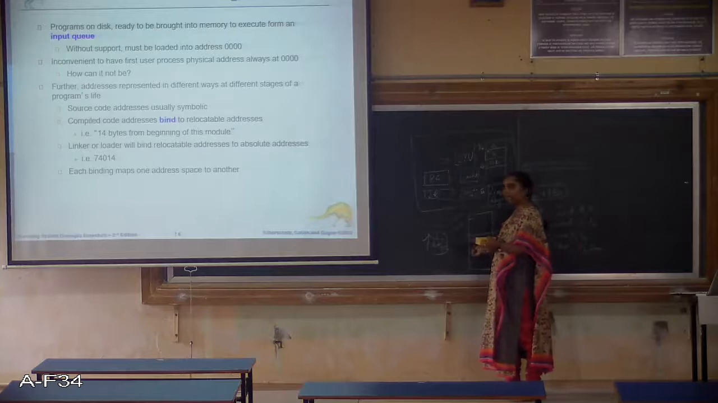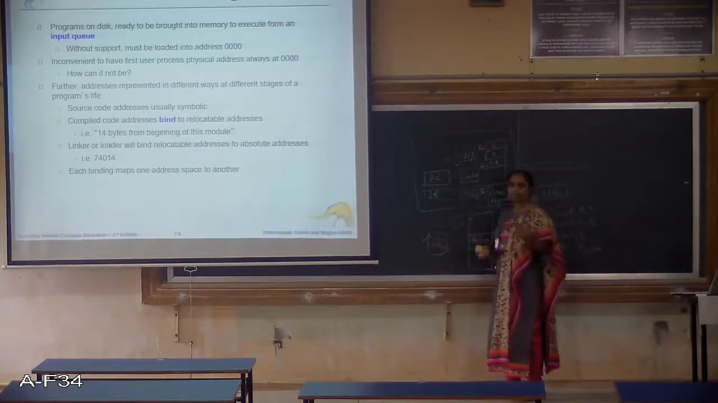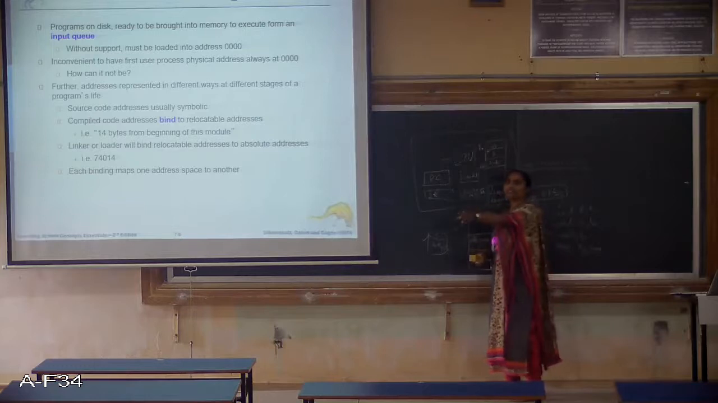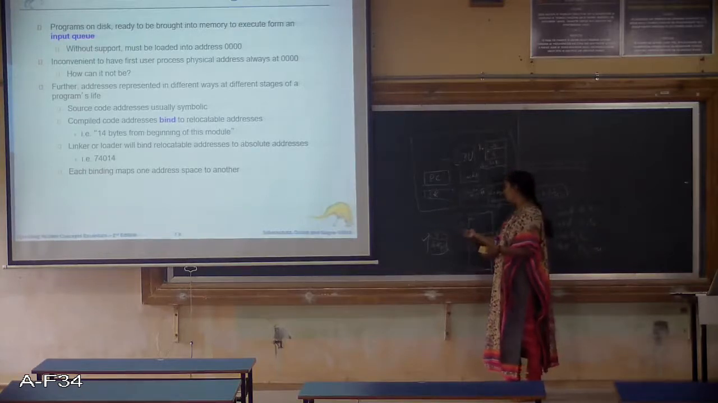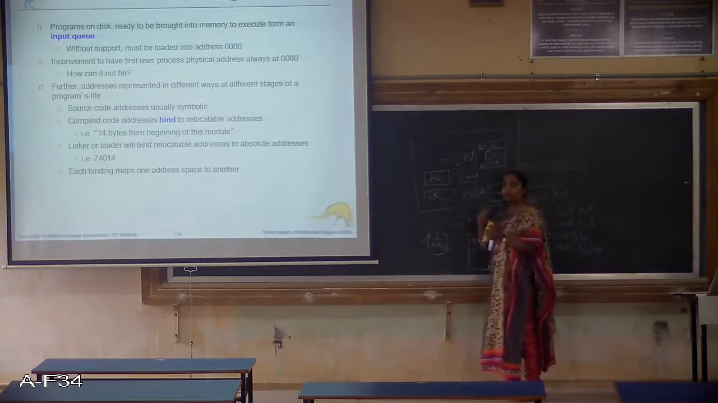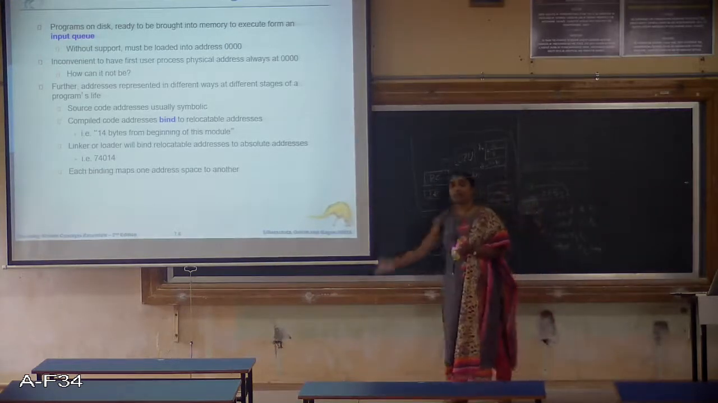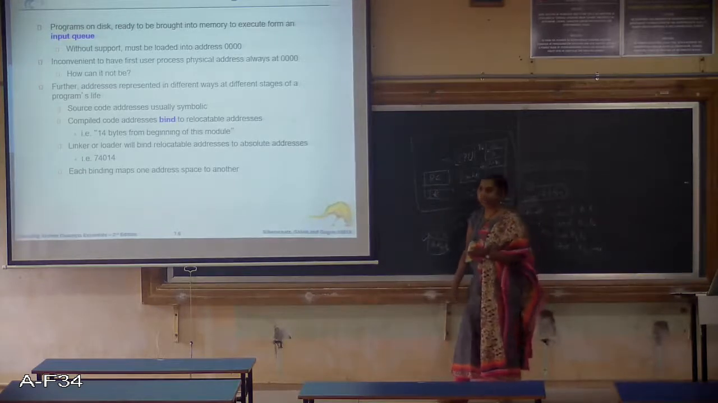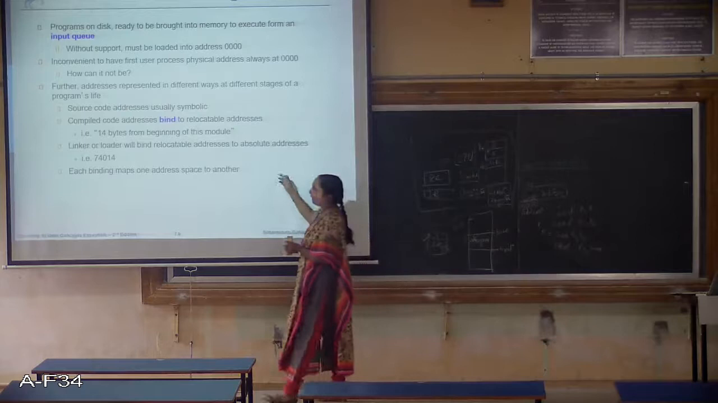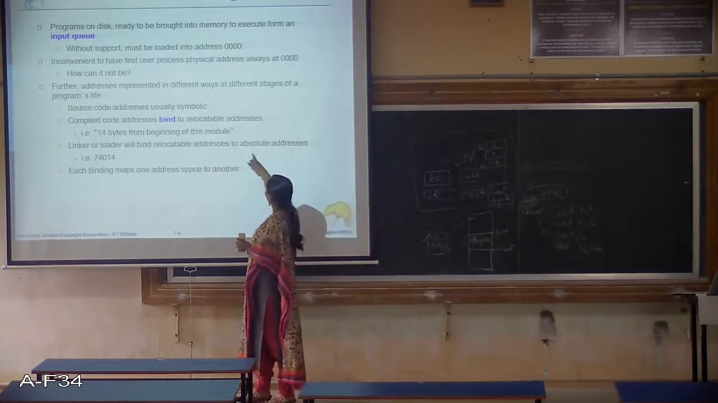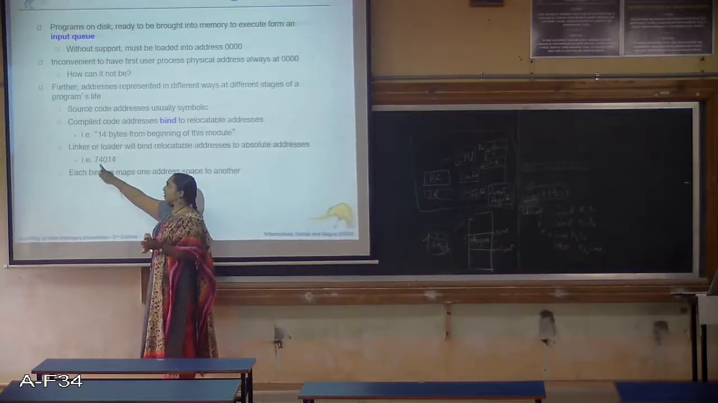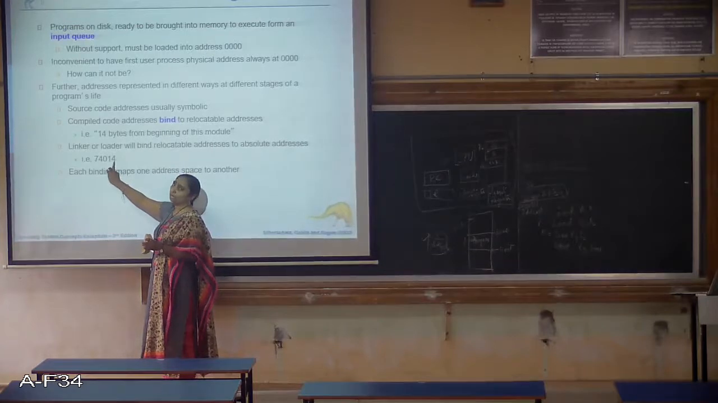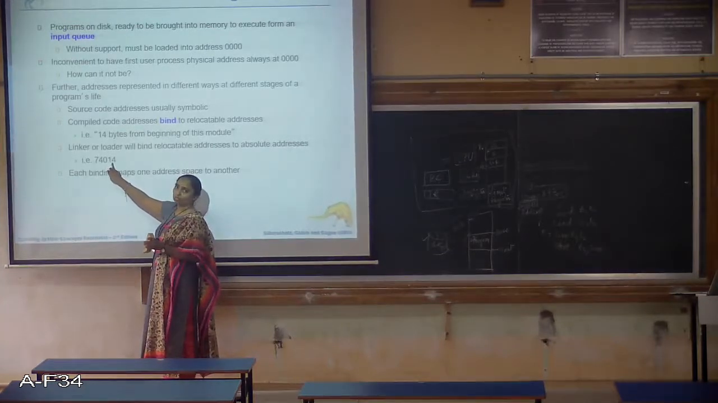So the linker or loader will bind relocatable addresses to absolute addresses. Now your loader is a software, a system software, that will load your program into the main memory. The operating system will tell the loader, yes, this program has to be loaded at this memory location. The loader brings that program and puts it into that memory location. When the loader puts that program into the main memory, at that time the loader will convert the relocatable addresses to actual addresses, which are called physical addresses. The linker or loader binds relocatable addresses to absolute addresses.